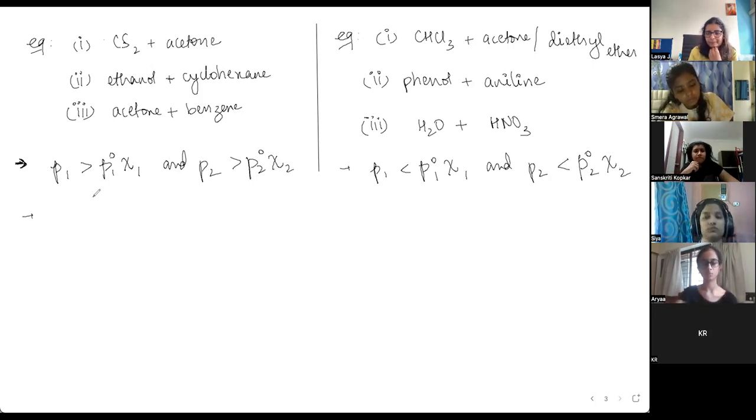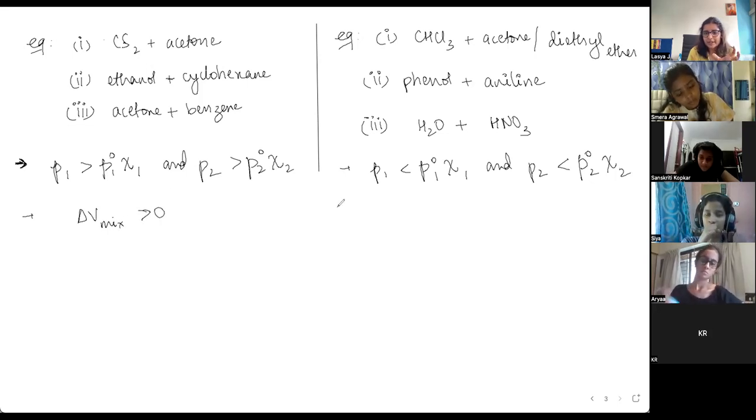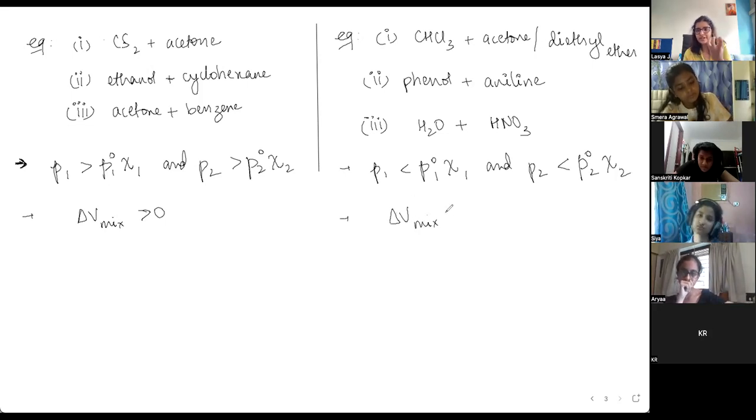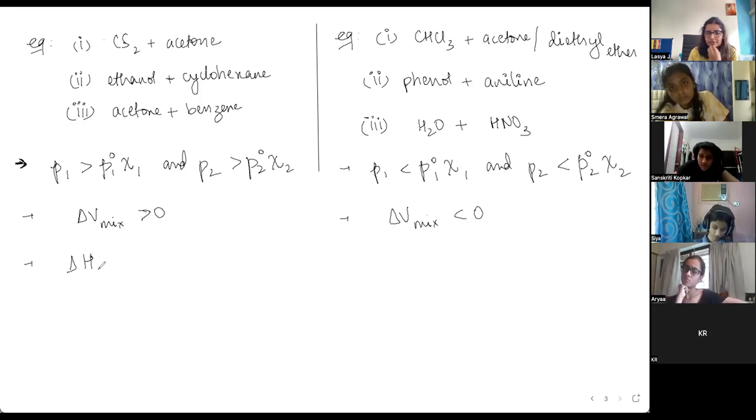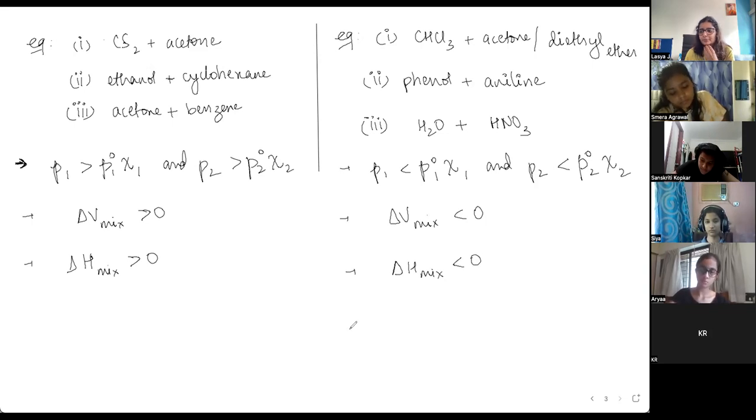In this case there are repulsive forces, so delta V mixture is greater than 0. Slight expansion. You'll observe slight expansion. In this one, you'll observe slight contraction because stronger interactions pull it all together, closer. And typically, delta H mixture is also greater than 0. So when you mix them, they're endothermic solutions. And here, because they're interacting with each other, there are attractive forces. So yeah, this usually is exothermic. Delta H mixture is less than 0.